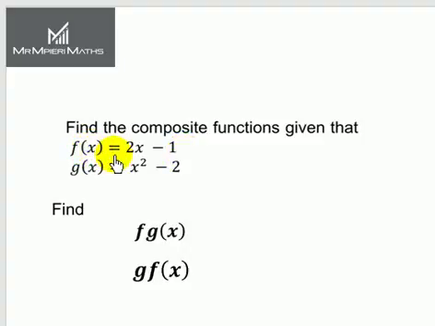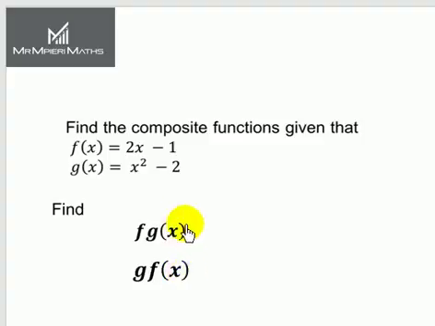f of x equals 2x minus 1. g of x equals x squared minus 2. Find f g of x. And when you've done that, then find g f of x.